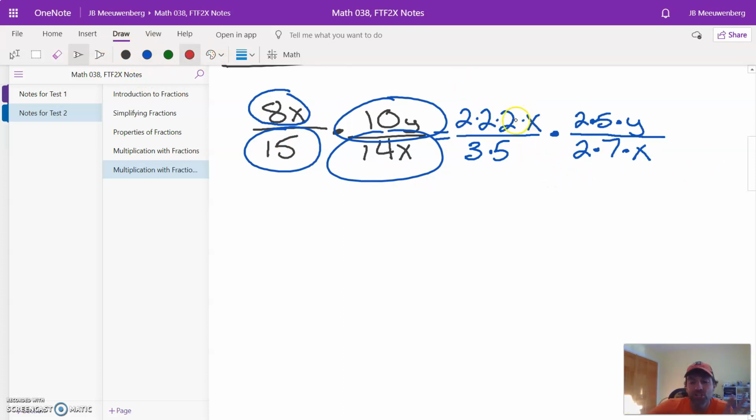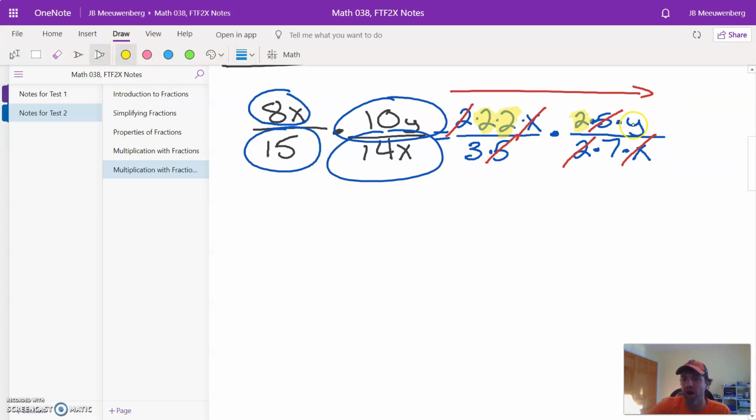Now when you start to have a lot of factors here, I always suggest working across the top, left to right, and seeing what can cancel. This 2 can cancel with this 2. These 2's have to stay. Actually, I'm going to highlight them as we go, right? Because this has to stay, and this has to stay. This x can cancel with this x. This 2 has to stay. This 5 can cancel with that 5.